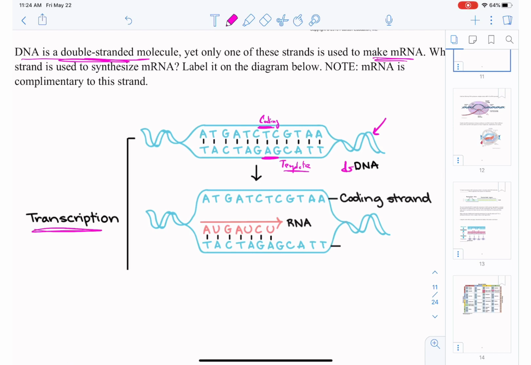Here you can see now we're looking at transcription, and we're making an RNA molecule, an mRNA molecule, based off one of those strands. And which strand are we using? We're using the template strand.